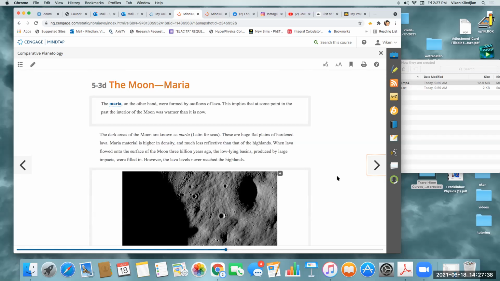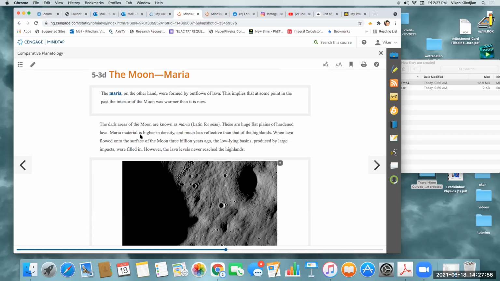The Maria, on the other hand, were formed by outflows of lava. This implies that at some point in the past, the interior of the moon was warmer than it is now. The dark areas of the moon are known as Maria, Latin for seas. These are huge flat plains of hardened lava. Maria material is higher in density and much less reflective than that of the highlands. When lava flowed onto the surface of the moon 3 billion years ago, the low-lying basins produced by large impacts were filled in. However, the lava levels never reached the highlands. Oh, you see that? So the lava basically flowed into all the places where there were impact craters and all the lowlands, but it never reached way up to the highlands to cover all of the highlands.